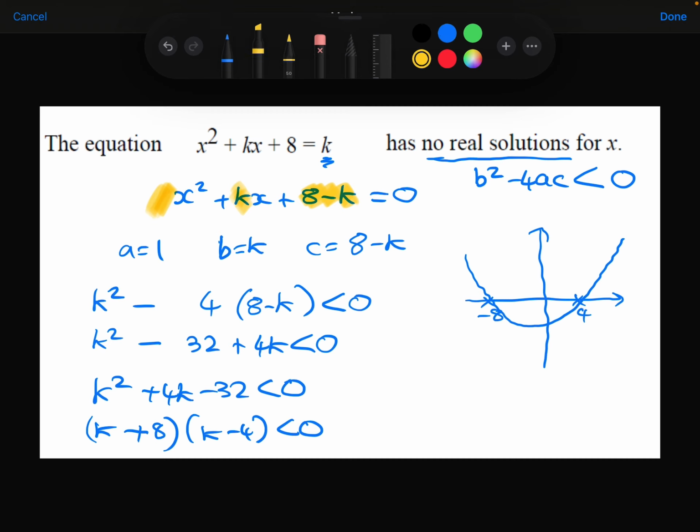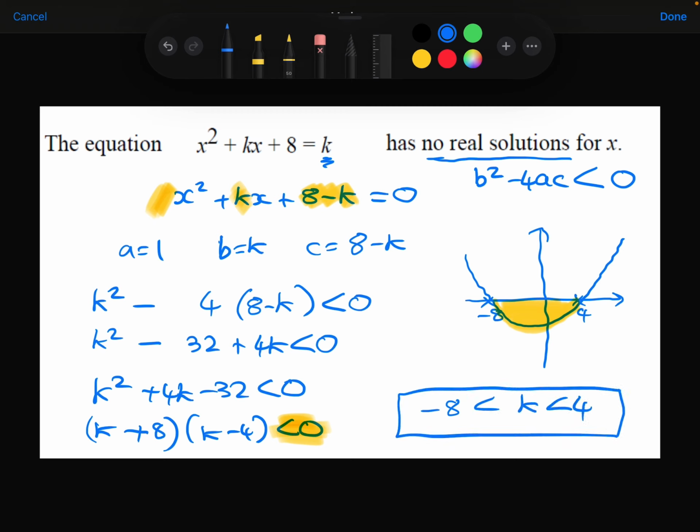And I'm looking to see where is my discriminant less than 0? Where is it negative? I can see it's negative for all of the values in between minus 8 and 4. So that's my range of values for k where this equation has no real solutions. So if k was -7, -6, 0, 1, any values between -8 and 4, then that equation would have no real solutions.